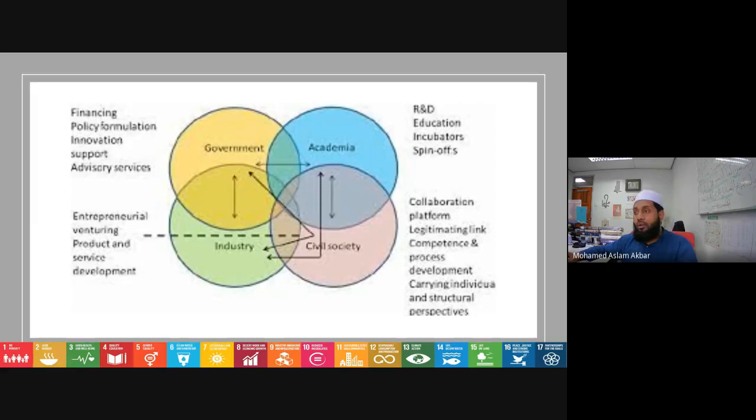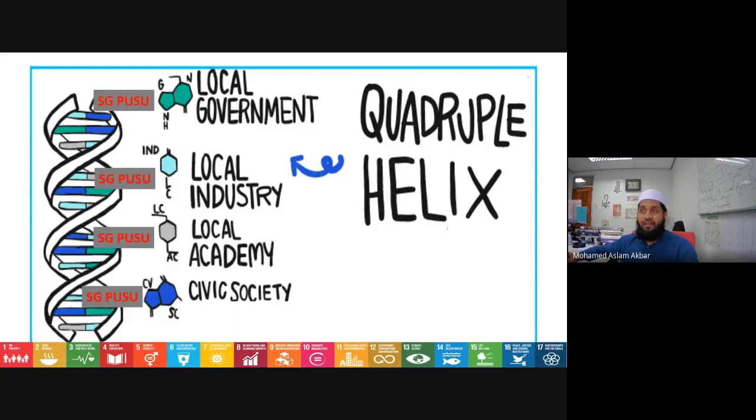Okay, here you have the examples that I told you just now. The government is there, and then academia, who we are right now, the university, and then you have civil society, the common people, and then the industry players. See, government, industry, academia, civil society. It's called quadruple helix. This is what we call four ways of looking: government, industry, academy, civil society.